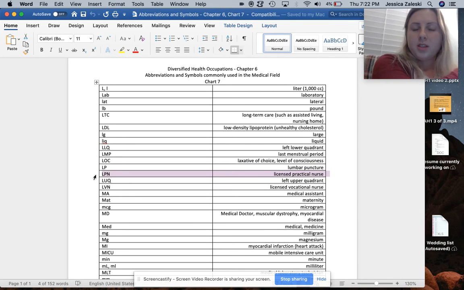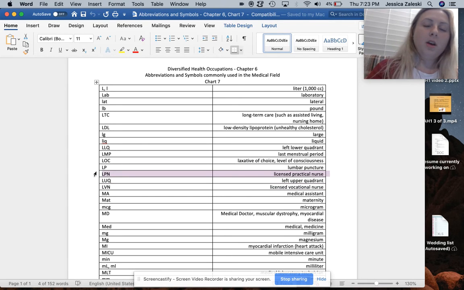LPN, you learned this in the first semester of Allied Health. So this is a licensed practical nurse. The equivalent is also called a licensed vocational nurse, which is an LVN. Mainly you're going to see the LPN abbreviation used, because LVN is right there.